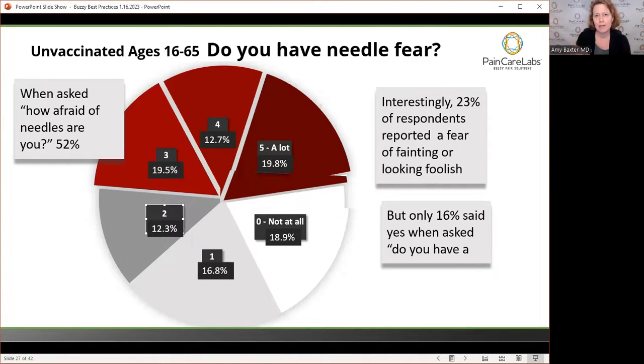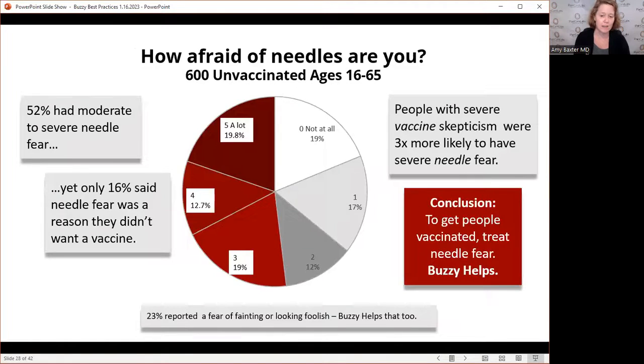One of the big things that's happened now is that people are afraid of needles, but they don't talk about it. Because in 1985, we started giving booster shots when people were too young, when people were old enough to remember. And so now we asked a bunch of people who didn't get their COVID vaccine, how afraid of needles are you? And 52% of them were 3, 4, or 5 out of 5. When we asked the same group of people the question, are you afraid of needles? Only 16% said they were. So it really makes a difference how you ask.